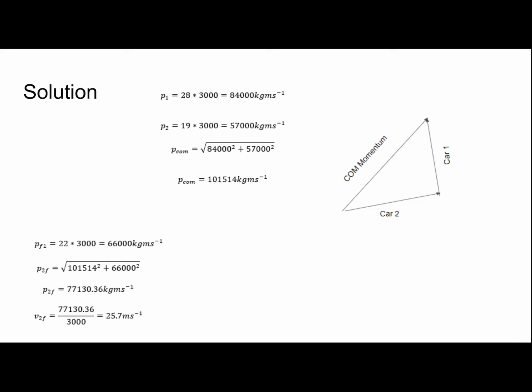That should give us an answer of 77,130.36 kilogram meters per second. And that's the momentum of car 2 after the collision, and we can find its speed by dividing by the mass, which we were told is 3,000 kilograms. By doing so, we should find our final answer for the velocity of car 2, which is equal to 25.7 meters per second. Alright, that's it for momentum.